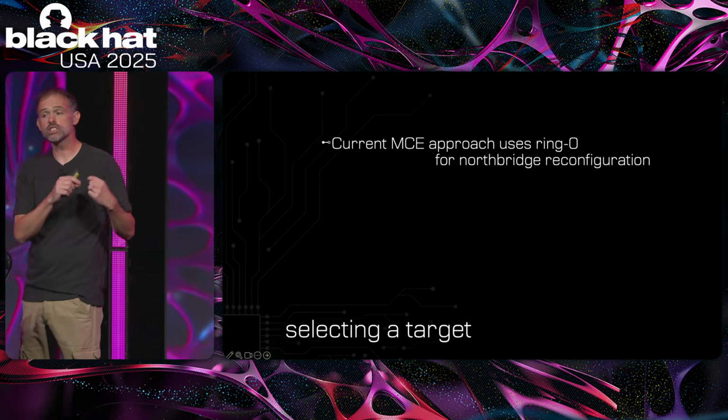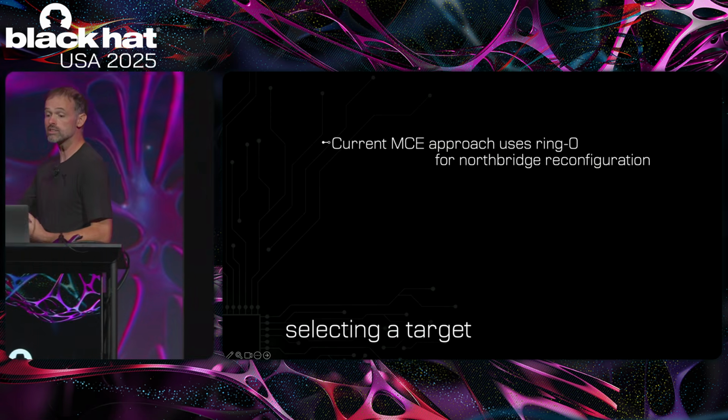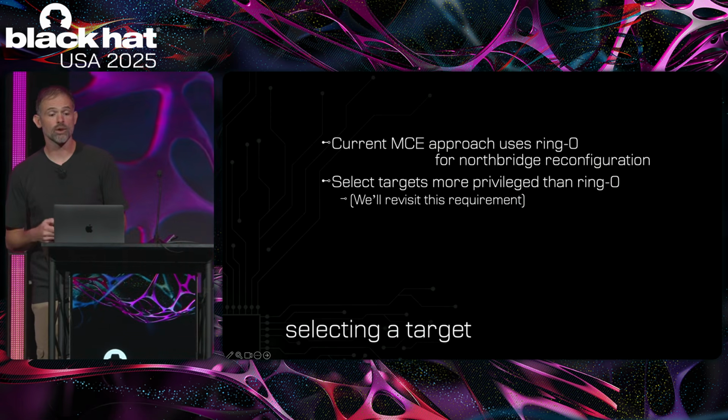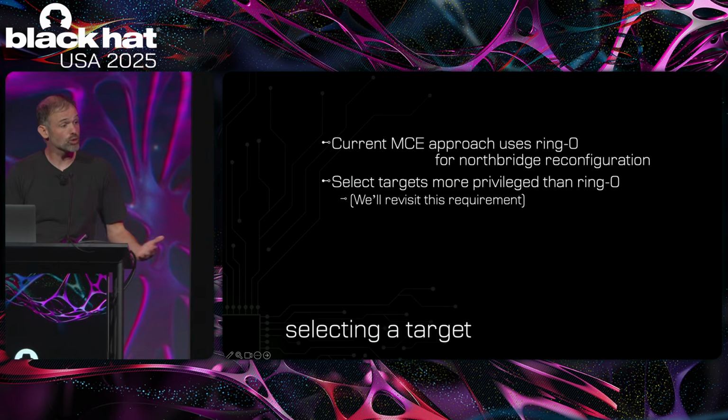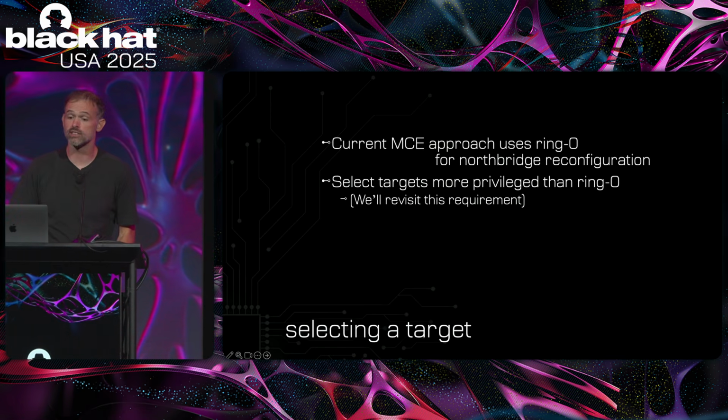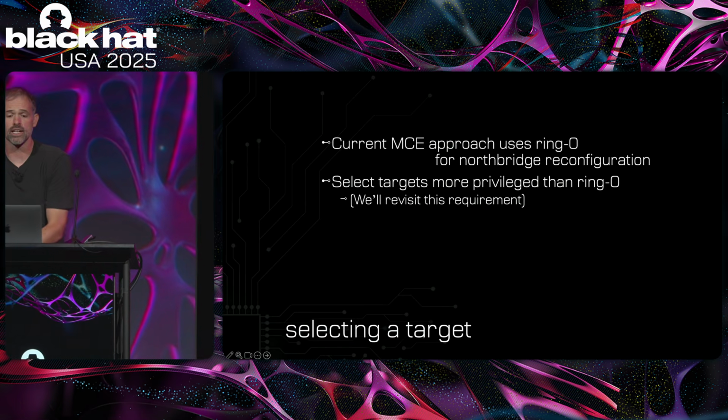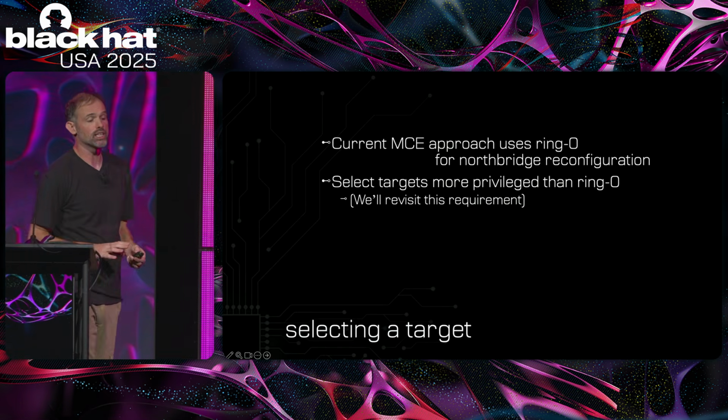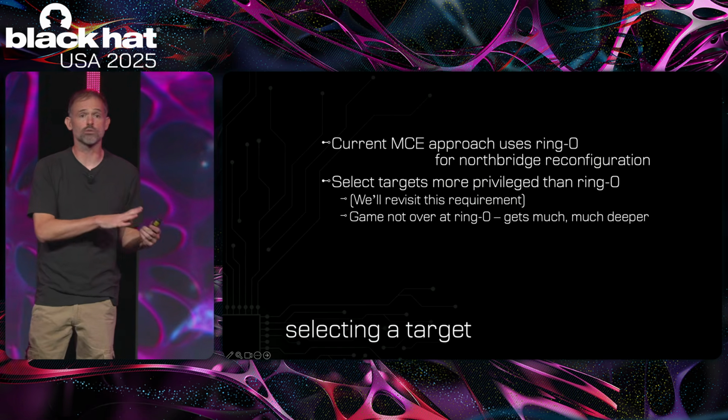The current machine check approach I'm using uses ring 0 for north bridge configuration, which means if we want to target something useful for exploitation, we need to pick something that's more privileged than ring 0. We can revisit that requirement later. There might be other interesting ways of getting around that. But for now, let's look at things that are more privileged than ring 0.